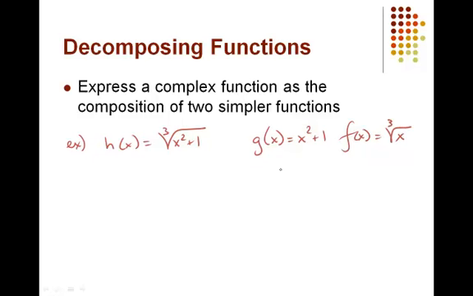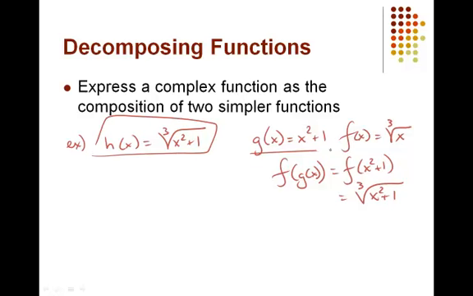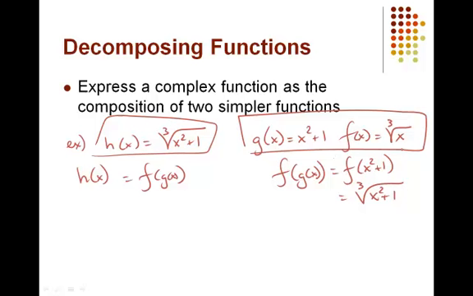And hopefully you can see now that if I did the composite, f of g of x, that would be f of x squared plus 1, or the cube root of x squared plus 1. So if we're given a composite and we define two other functions, we can now say that h of x is a composite of f of g of x. And you can really pick any two functions you want, whatever splits it apart the easiest.